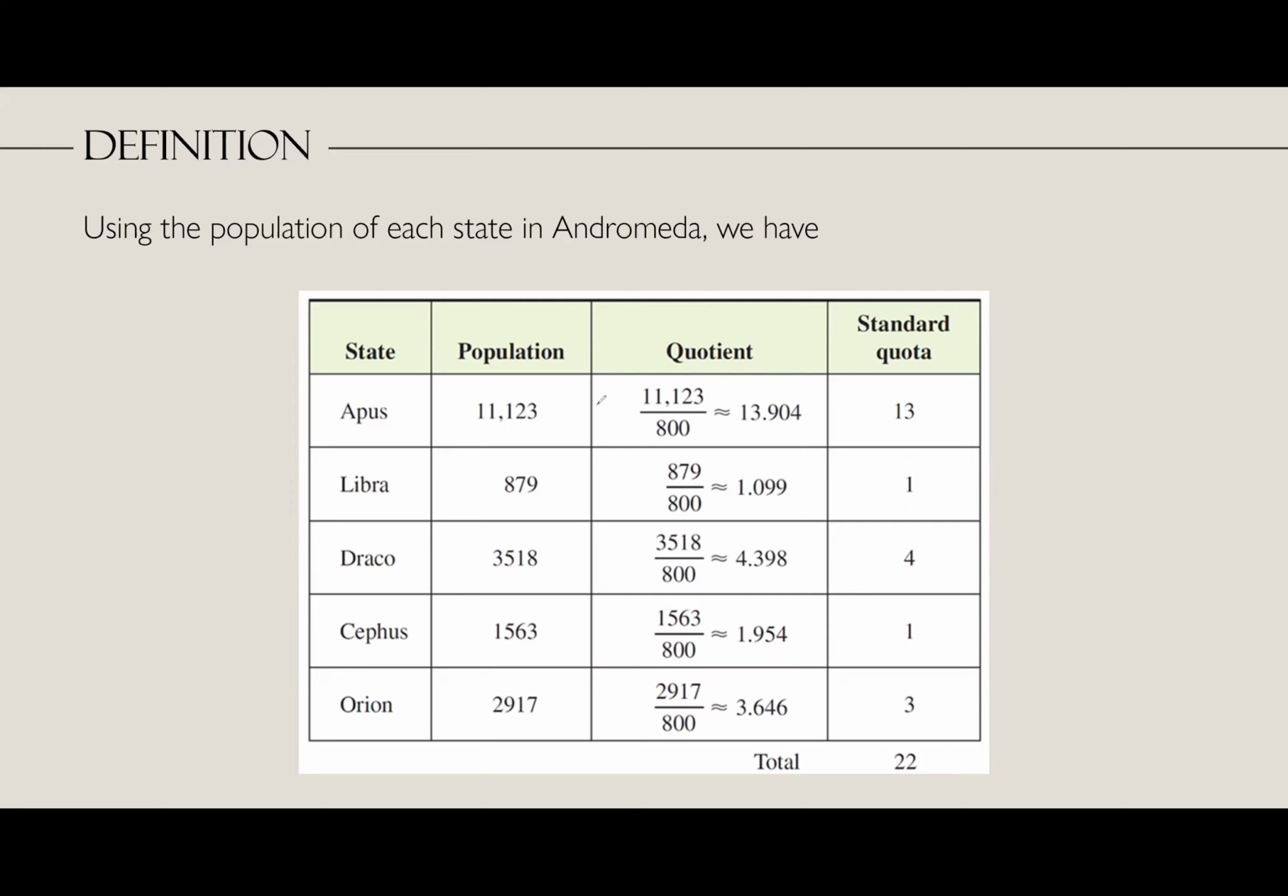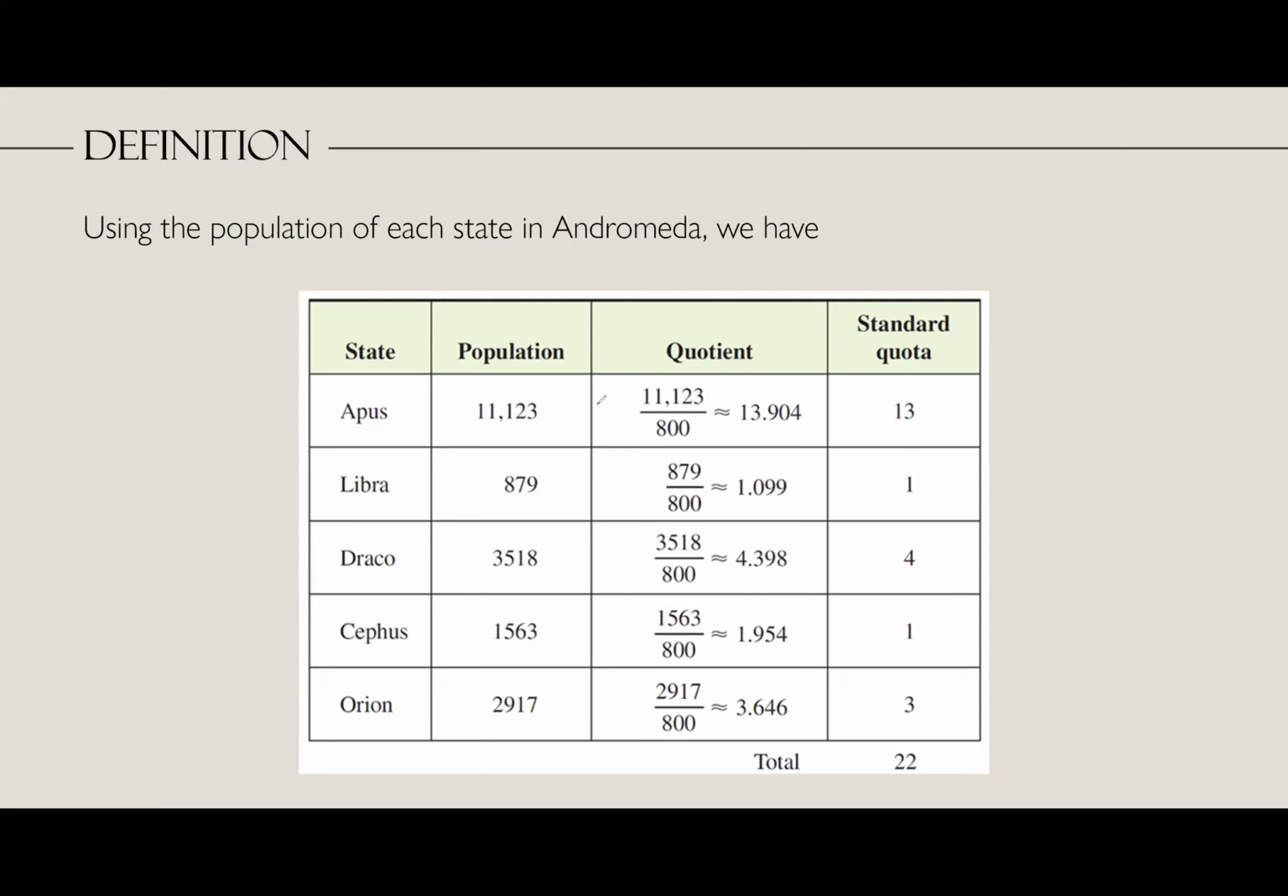I did the same thing for Libra, Draco, Cephas, and Orion. I divided each population by 800. And I get some decimal value. In this first row, Apis, we get 13.904.